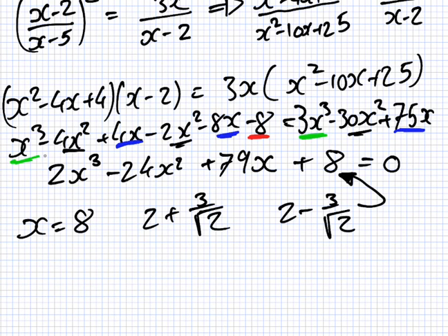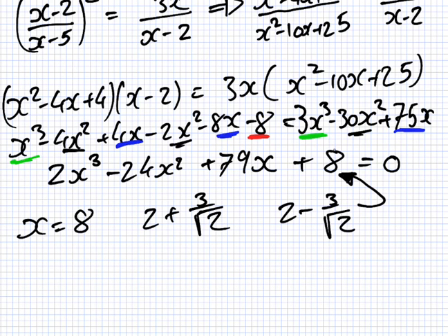3x cubed minus x cubed is 2x cubed. Minus 4x squared minus 2x squared is minus 6x squared. When it goes to the right, it becomes plus, minus 30 plus 6 is minus 24x squared. 4x minus 8x is minus 4x. When it goes to the right it becomes plus, so that's 79x. And minus 8 when it goes to the right becomes plus 8.